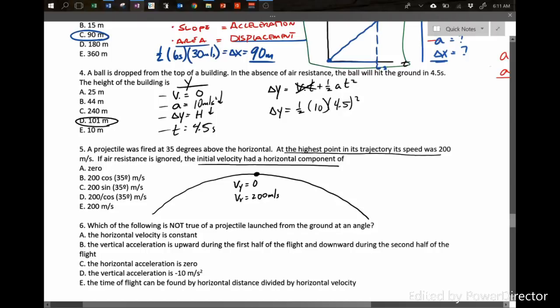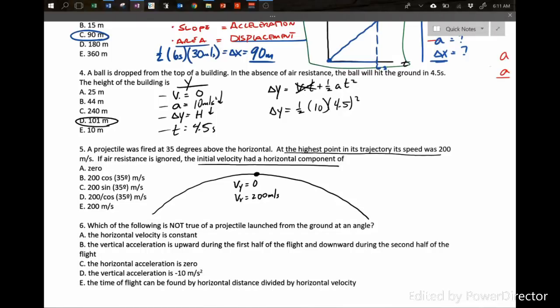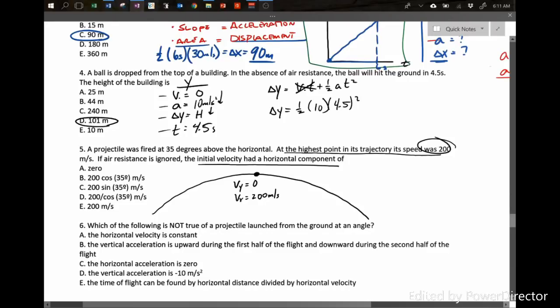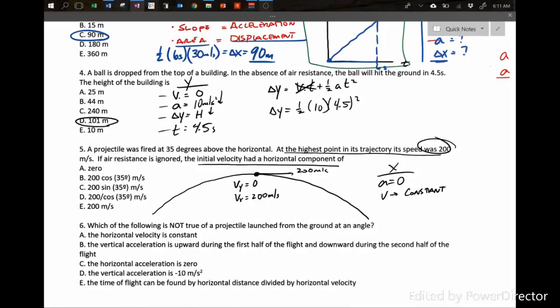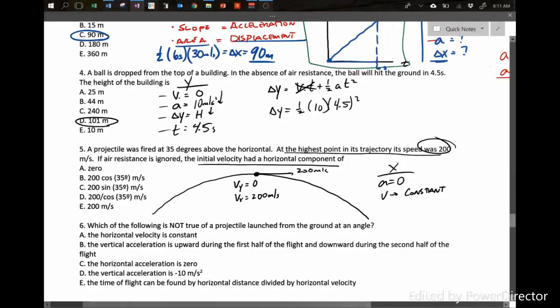Because there's no y velocity, all of the velocity is 200 meters per second. So the x velocity is 200 meters per second. But in the x direction, the acceleration is 0, so the velocity is going to be constant. Which means at all points during the travel, the velocity is the same thing. So if the velocity at the top is 200 meters per second in the x direction, the velocity somewhere in the middle here in the x direction is 200 meters per second, and the initial velocity in the x direction is 200 meters per second.